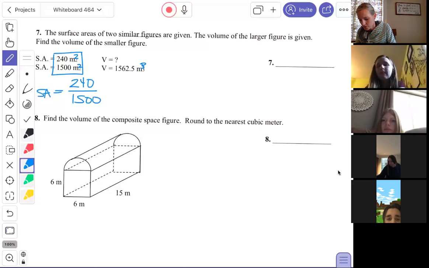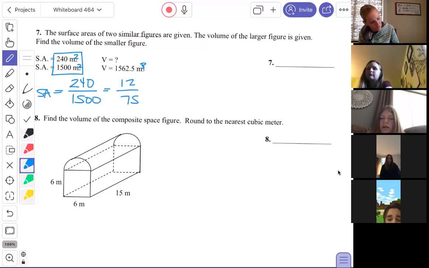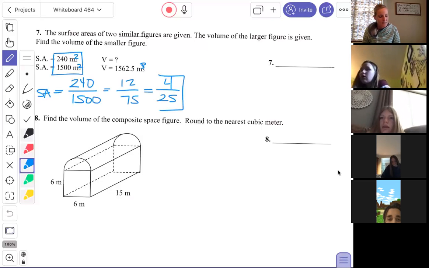20. Let's see. 240 divided by 20 is 12. I did 15. Nope. 15 works. Yeah. Oh, but 20 works, so something bigger than that even. Let's just reduce. I get 12 over 75, but if I divide both those by 3, I get 4 over 25. There we go. So this is as reduced as you can go for surface area, but it's a surface area ratio, and we want a volume ratio.